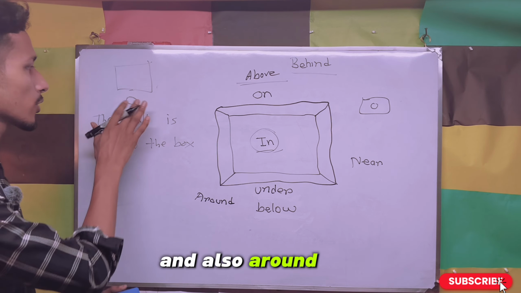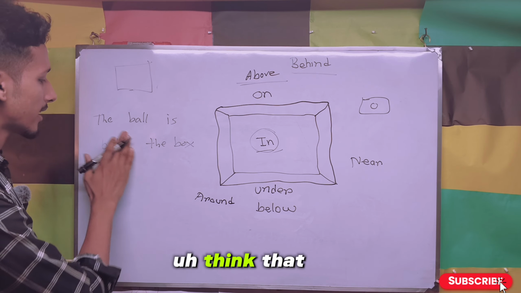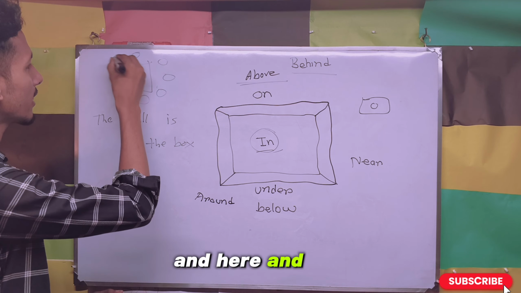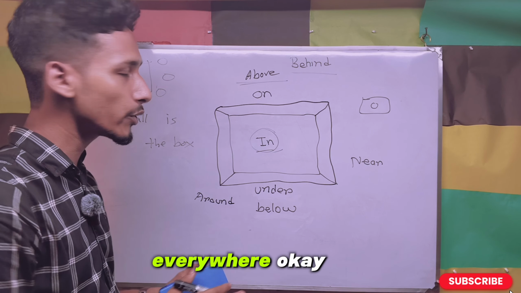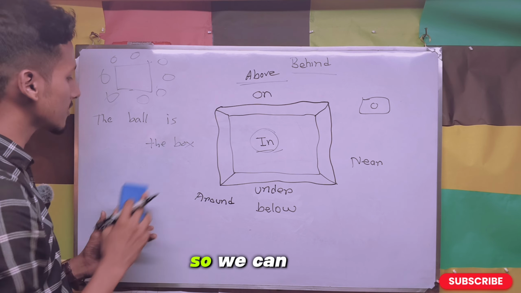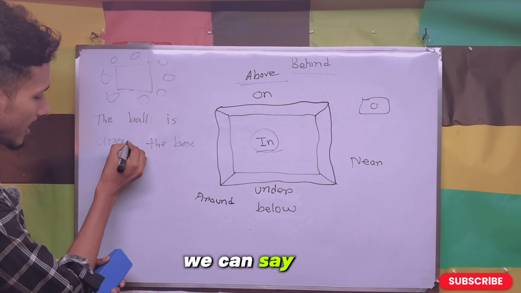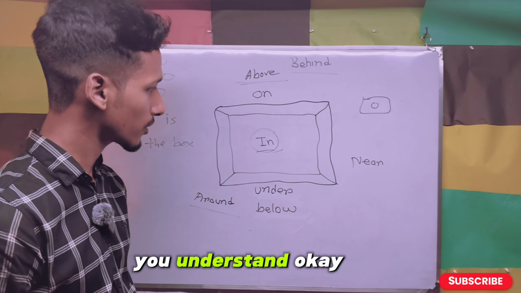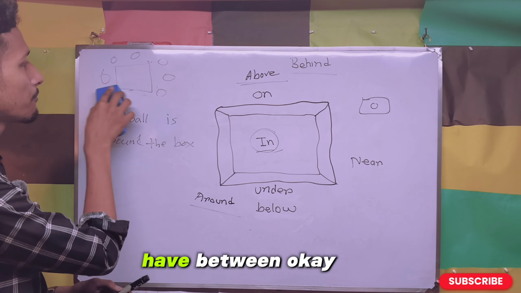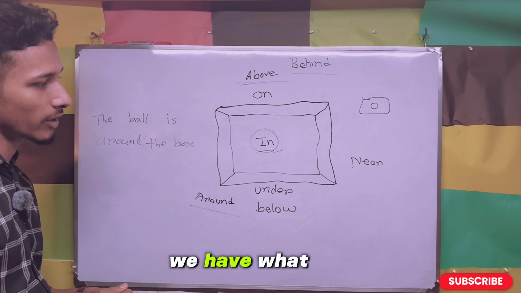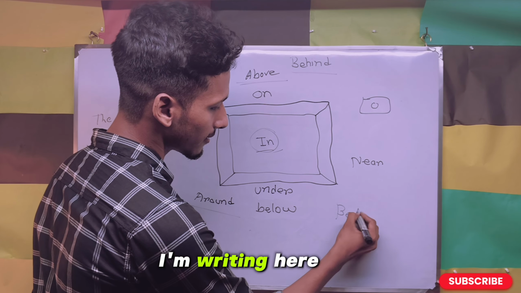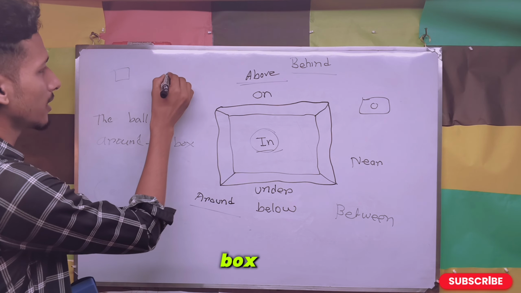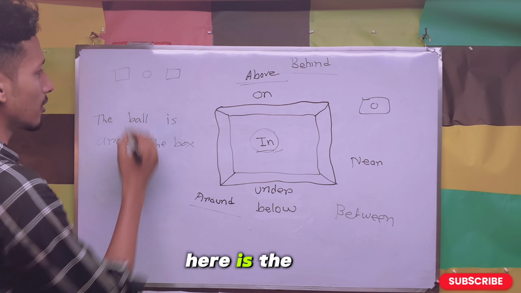And also "around". What is around? Suppose the ball is here, here, here, and here, everywhere around the box. So we can say around. Do you understand the use of around? I see that you understand. And now we have "between". I am writing here so that you can read these things. Suppose this is a box and this is another box. So here is the ball.